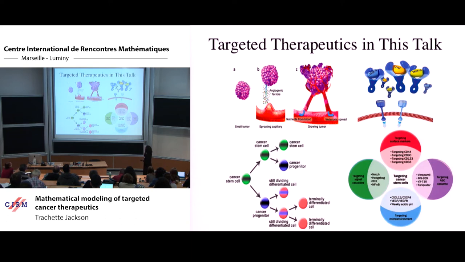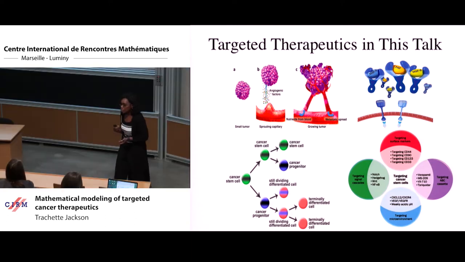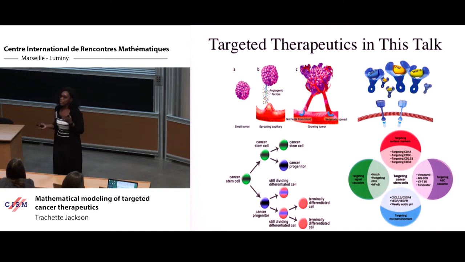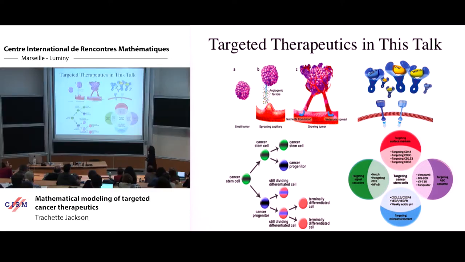So the targeted therapies that I've been looking at and that I'm going to talk to you about today come in two varieties, two flavors. So I'm going to give you two different types. The first type is looking at blocking a particular bifurcation point in tumor growth and progression, and that's angiogenesis.